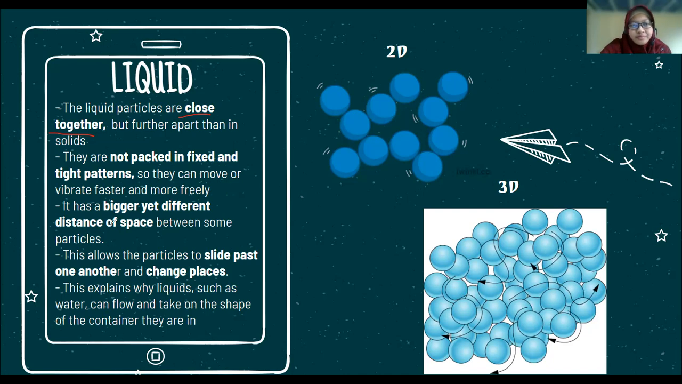It has a bigger yet different distance of space. Some of them are smaller, but in different sizes of space. This allows the particles to slide past one another and change places, or in other words, it can flow because they can slide past one another. This explains why liquids such as water can flow and take on the shape of the container they are in. So when you pour some liquid into a glass and then pour the water into a bottle, the shape of the liquid will adjust to the shape of the container.